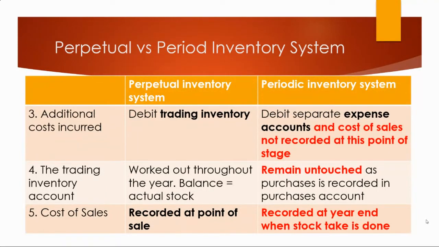Then number 4, trading inventory account. Now, under the perpetual inventory system, that trading inventory account will be a moving account. It will stay up to date. So we call it a just-in-time system. So I know exactly what is my balance at a specific point in time.